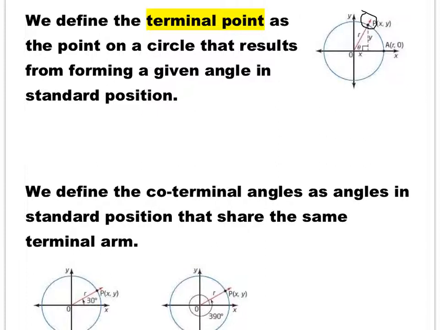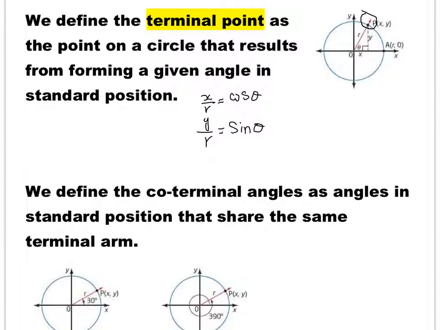Now, the interesting point about the terminal point, as I showed you before, is that the terminal point, x and y, are related to the sine and cos of the angle theta here. I can write that x over r, the radius, is equal to cos theta, and y over r is sine theta.